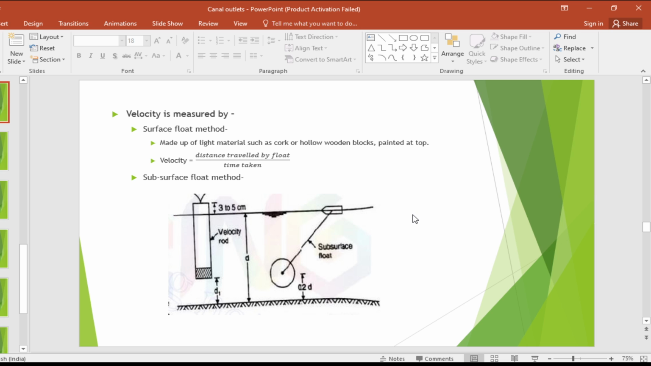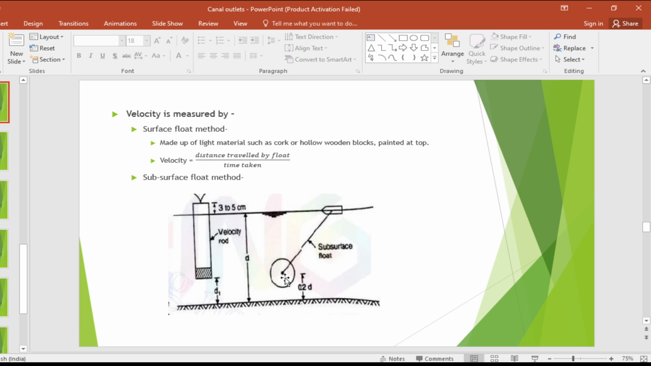Now here this subsurface float consists of a hollow metal sphere, or a cylindrical rod, a velocity rod, attached to the surface float. Here the surface float is attached by means of a cord. This is the cord and this is your surface float. By means of a cord, this subsurface float is attached to the surface float.